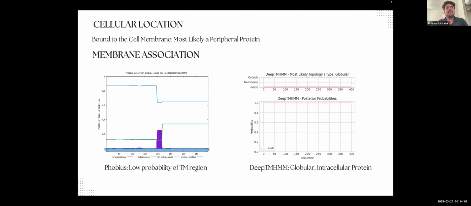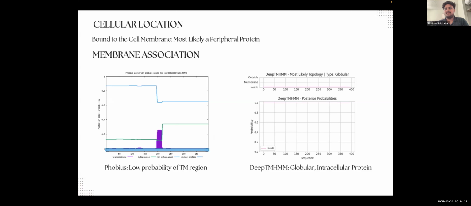For the cellular location, it is basically bound to the cell membrane. It is most likely to be a peripheral protein. However, there's some conflicting information. Some sources say it's an integral protein. But from Phobius and DeepTMHMM, from the Phobius graph, you can see that there's a low probability of a transmembrane domain being present in this kinase.